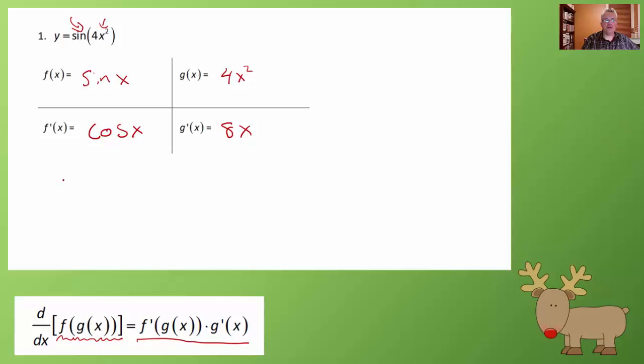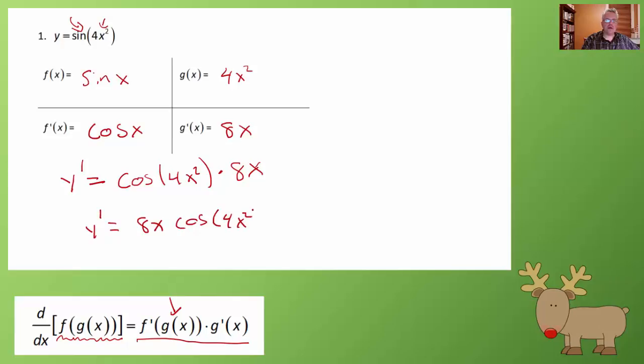Okay, so now we're going to write what y prime is. According to the chain rule, it's f prime evaluated at g of x. So f prime is cosine, but we're evaluating it at g of x, which is 4x squared. Then the chain rule says we've got to multiply that times g prime of x, so times 8x. And then we simplify. There's not a whole lot we can do here. We can write the 8x first. So we get y prime is equal to 8x cosine of 4x squared.